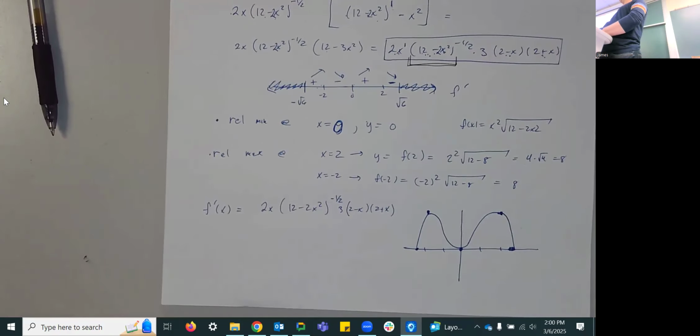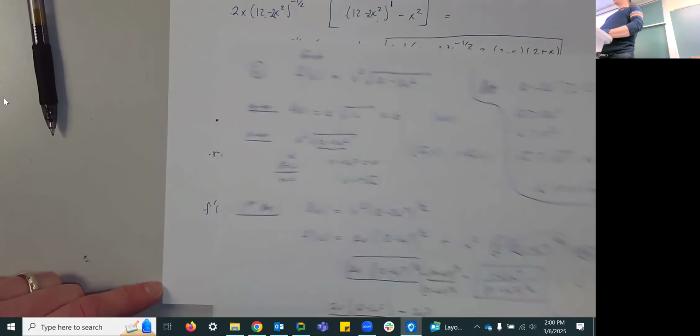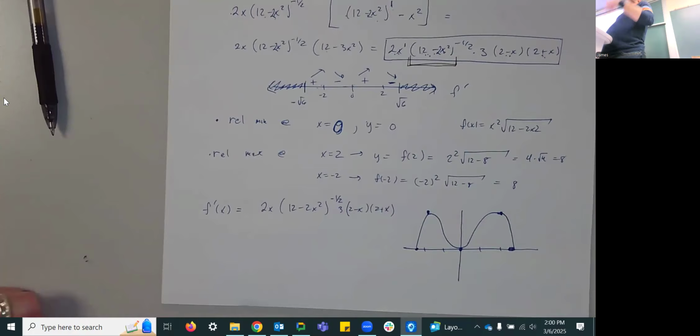A couple things to note here. I skipped something earlier. I skipped talking about vertical asymptotes and horizontal asymptotes because there weren't any. We knew there weren't any vertical asymptotes because the function didn't have any division by 0. And we knew there weren't any horizontal asymptotes because our domain was limited, right? We couldn't go further than root 6 to the right or negative root 6 to the left. So we didn't even have to think about those things.